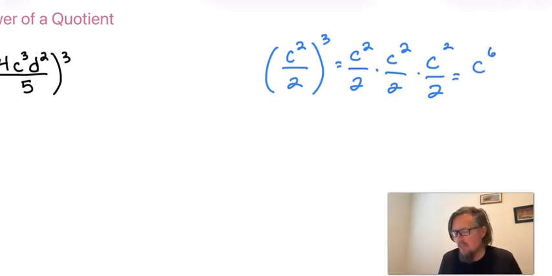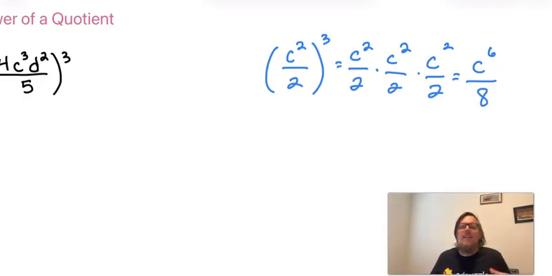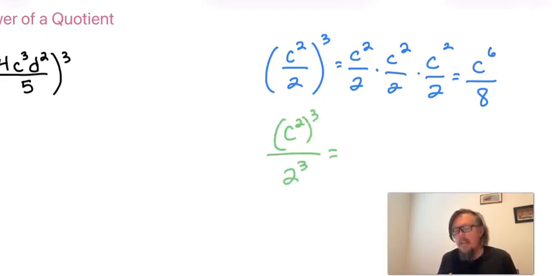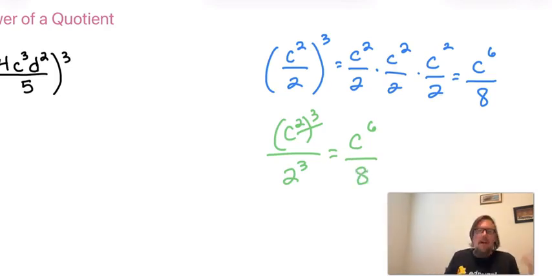2 plus 2 plus 2 is 6. And on the bottom, 2 times 2 times 2 is 8. So this is c to the sixth over 8. This is exactly the same as the power of a product rule, which is that we do c squared cubed over 2 cubed, and then we follow our product rules, which says multiply the exponents. 2 times 3 is 6, and then 2 to the third power is 8. The quotient rule is identical.